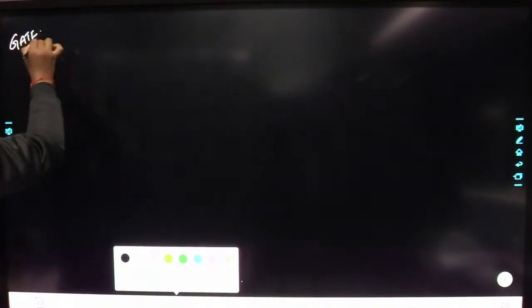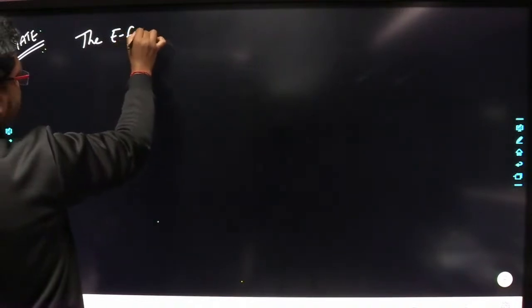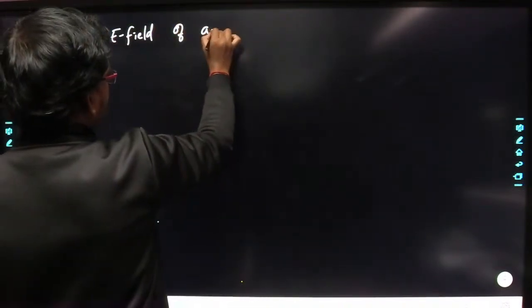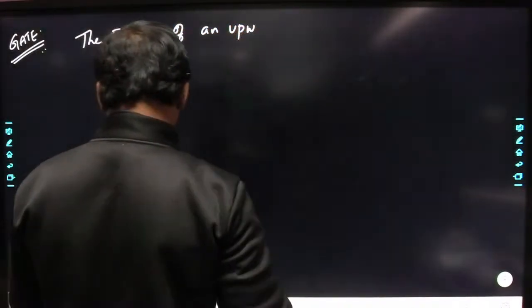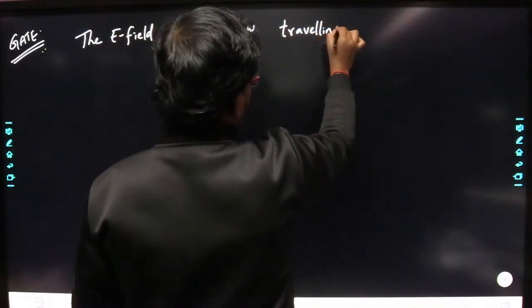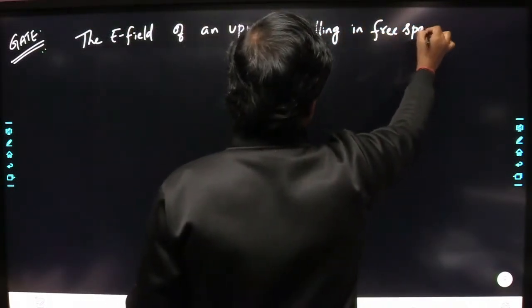So next, I have taken a GATE problem. Write down the problem. The electric field of a uniform plane wave traveling in free space. Free space means it is a lossless medium here, right?